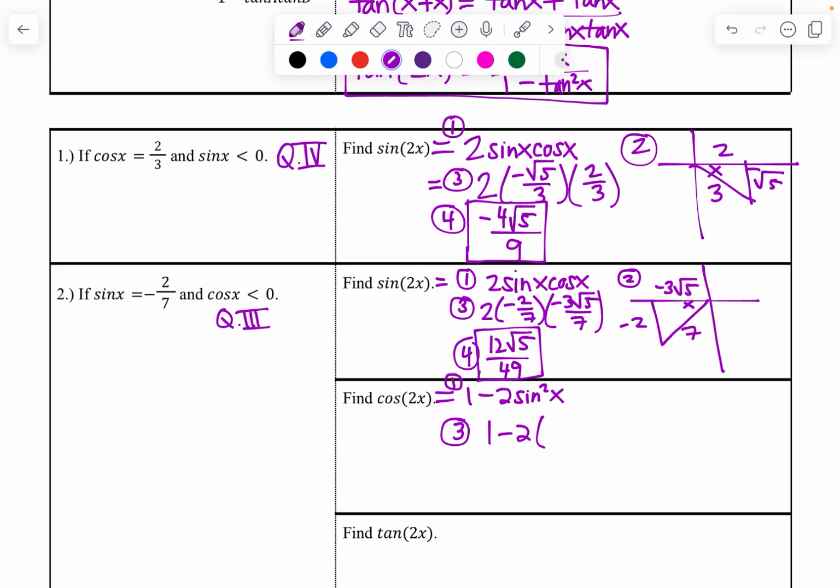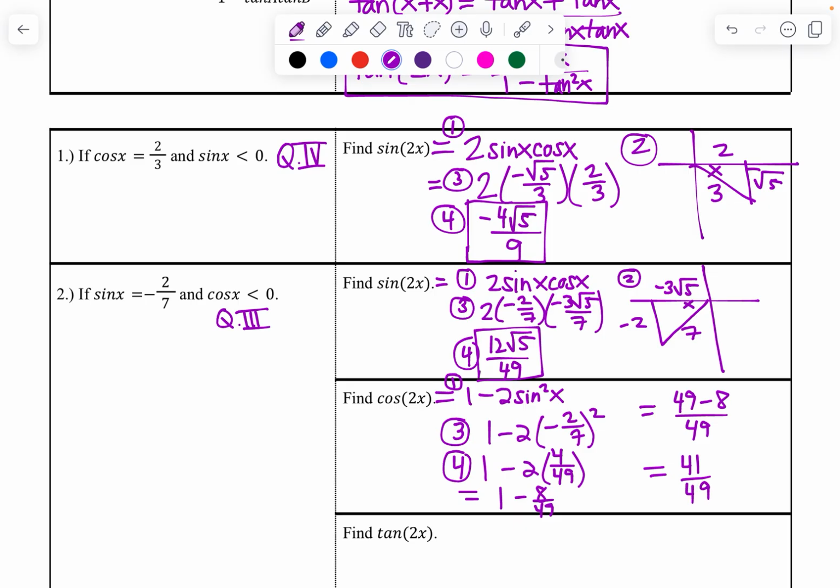So 1 minus 2 times negative 2/7 squared. Well, if we square the numerator and denominator, we get 4 over 49, and then that would be negative 8 over 49. And we know 1 is 49 over 49. So 49 minus 8 over 49, we're going to get 41/49 for the value of cosine of 2x.